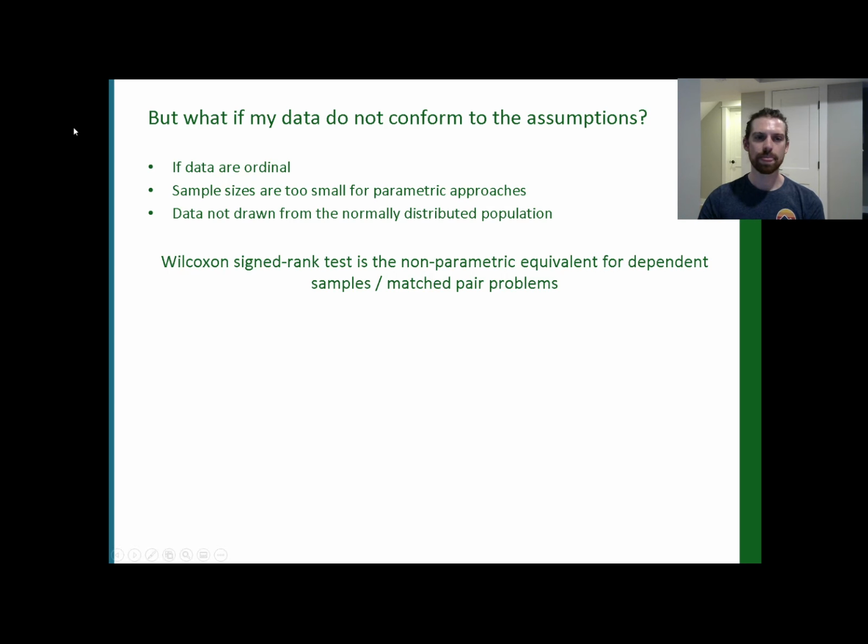So if the data are ordinal, it's not going to work for that matched pairs t-test approach. And basically, if the data are not coming from a normally distributed population, then also it's not going to be appropriate. Also, the sample sizes might be too small for the parametric approach that we stated here. So the Wilcoxon signed rank test is another non-parametric equivalent that we can use for dependent samples, okay?